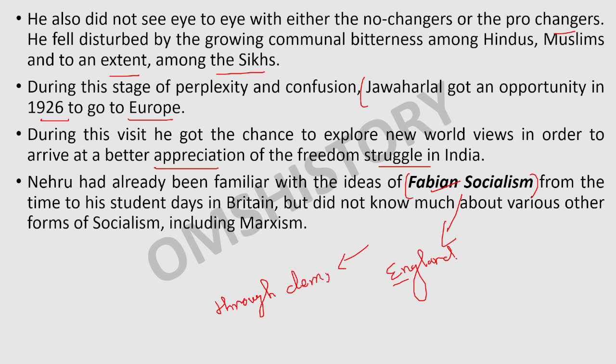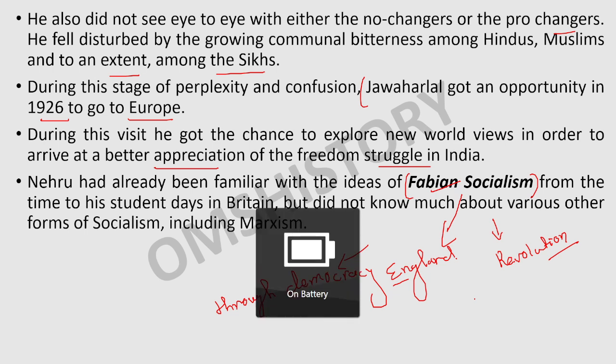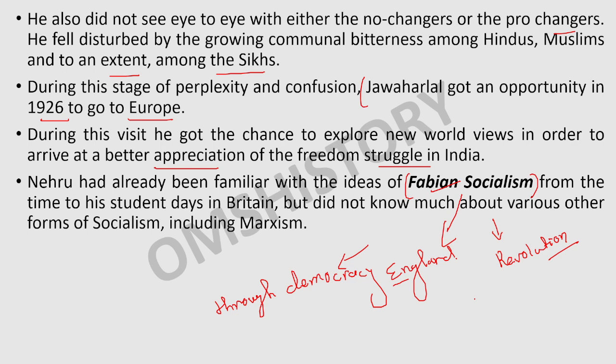Wherever we find socialism being preached by the Communist International and by the USSR, it was all about achieving socialism through some sort of revolution. But Fabian socialism talks about achieving the socialist goal via democratic means. From his student days, he knew about Fabian socialism, but he did not know much about various other forms of socialism, including Marxism. So he came to know about these things via his visit to Europe in 1926.